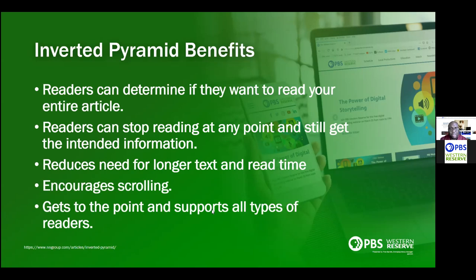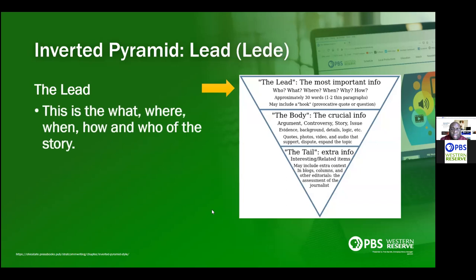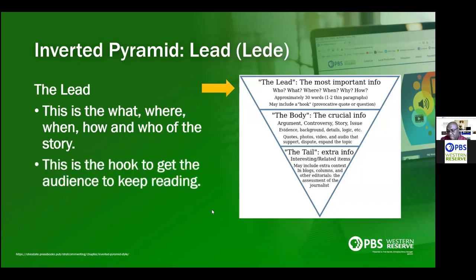Now, here's some aspects of the pyramid. You got the lead. This is the what, where, when, and how, and who of the story. This is the hook to get the audience to keep reading, or to share it. It's hook them, read them, share it, or hook them, share it, read them, however you want to say it. But the lead is the most important aspect of your article. That's what you start with.